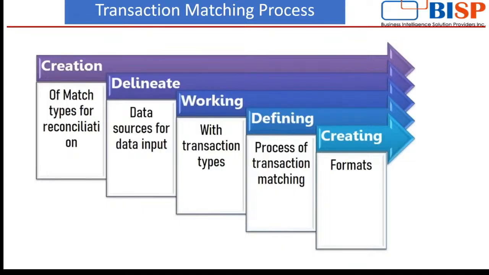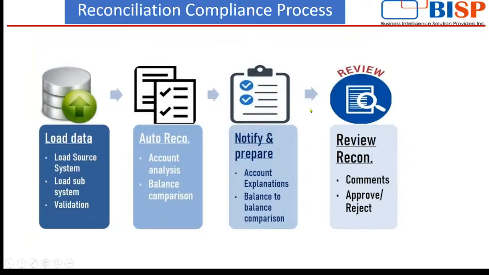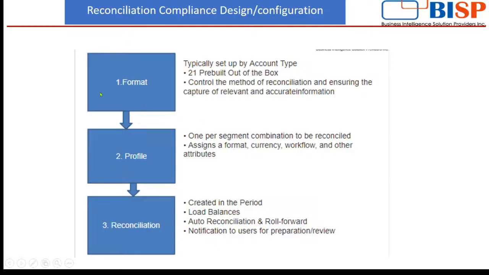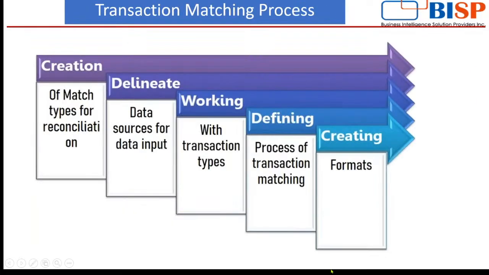Then we have the transaction matching process. Under transaction matching, let's first understand this. In RC compliances, we first create the format. But in transaction matching, we create the format at the end. What do we first have to create? First we have to create the mesh type. So what is mesh type? Under mesh type, you define the type of transaction which you want to match, such as credit card deposit, which is compared to sales receipt.